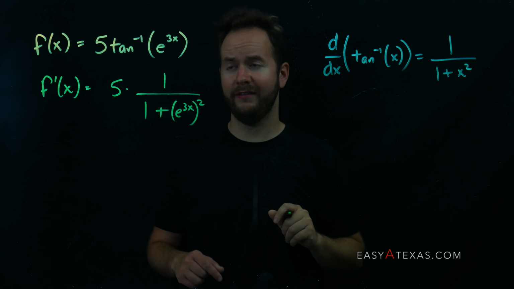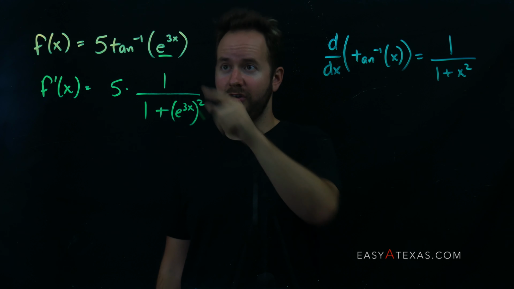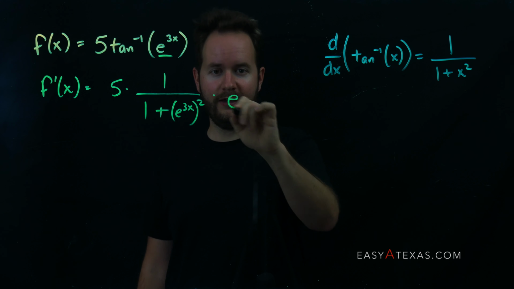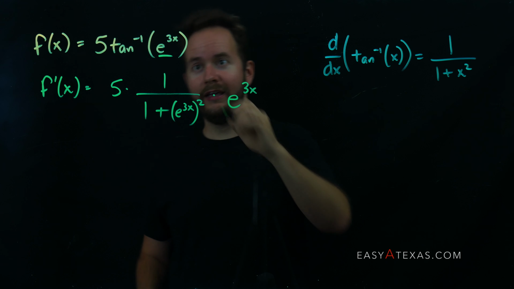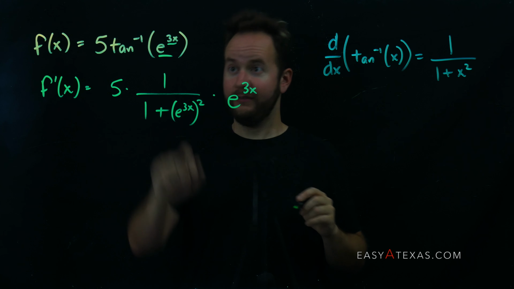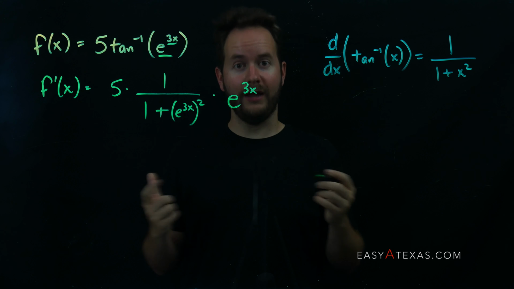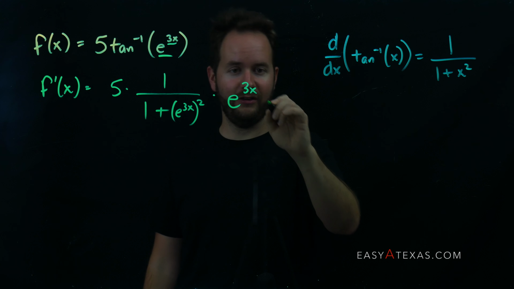The chain rule kicks in and says you've got to take the derivative of this inside function. So inside inverse tangent is e to the 3x. Its derivative is e to the 3x. And what about the inside of e? Well, e also has an inside function. So inside the arctangent was the e to the 3x, and inside the e to the 3x, there's a 3x. So we've got to take the derivative of this inside function. The derivative of 3x is just 3.